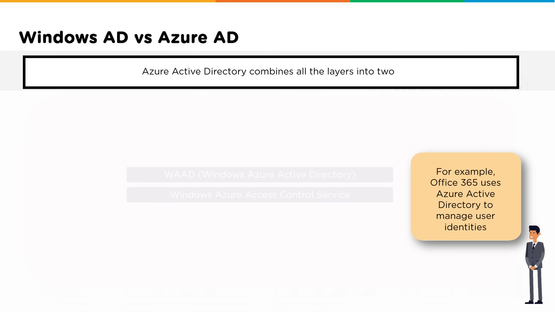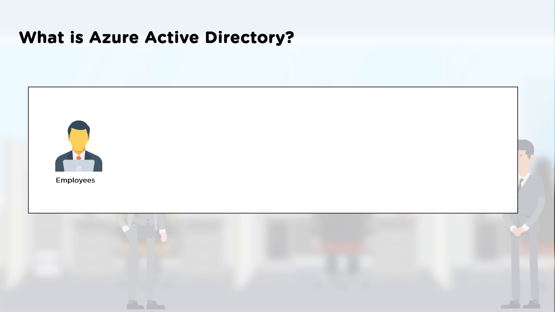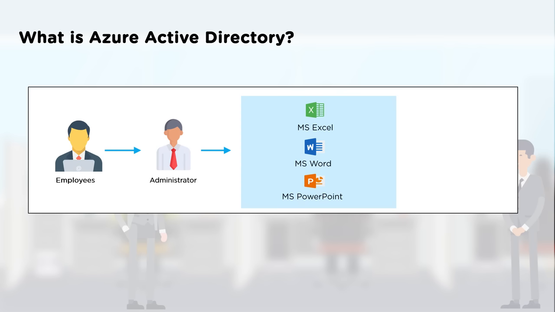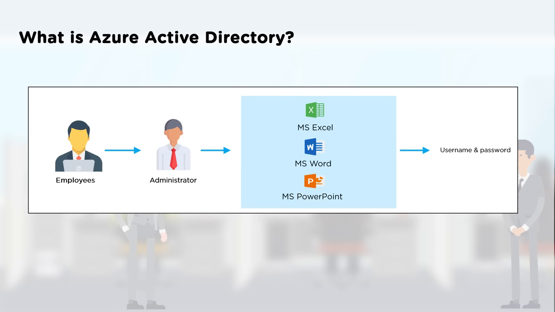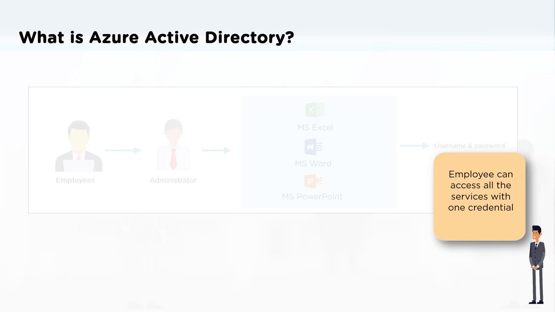For example, the application Office 365 uses Azure Active Directory to manage user identities. Here's how. Now, you're an employee who wants to access one of the Office 365 services, which could be Excel, PowerPoint, Microsoft Word, or something like that. So you go talk to the administrator and he gives you access to these services with the help of a single username and password. Now, as long as you have this username and password and the administrator has given you access to it, you can use any of these services.